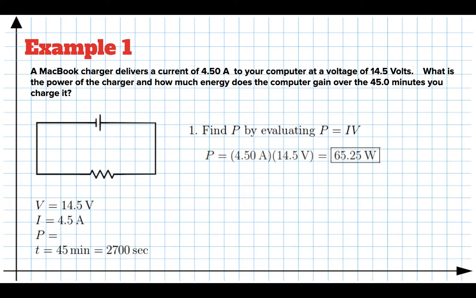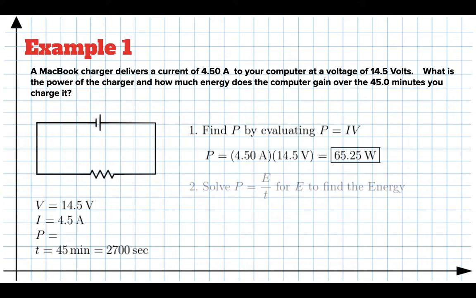So that's not terribly difficult. 4.5 amps or 4.5 coulombs per second times 14.5 joules per coulomb gives you 65 joules per second, or 65 watts. So we have a 65 watt charger. That's the charger you guys have when you got your MacBook. About 65 watts or 65 joules per second.